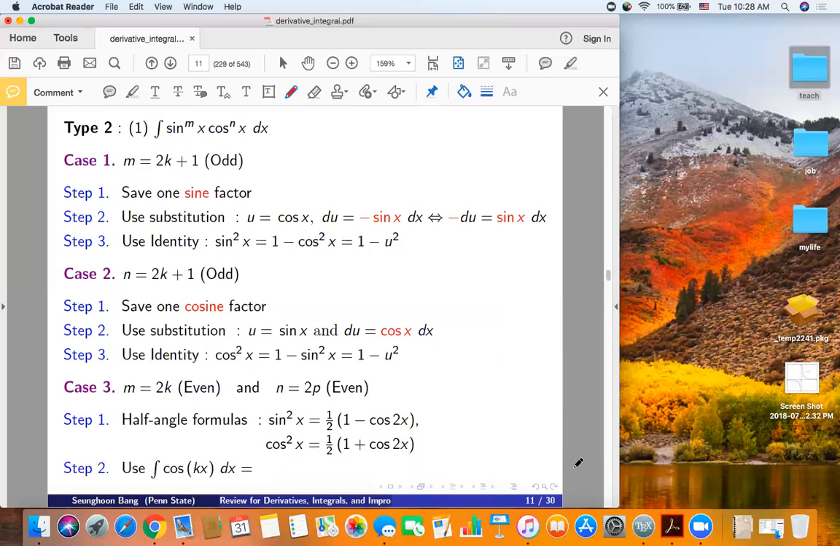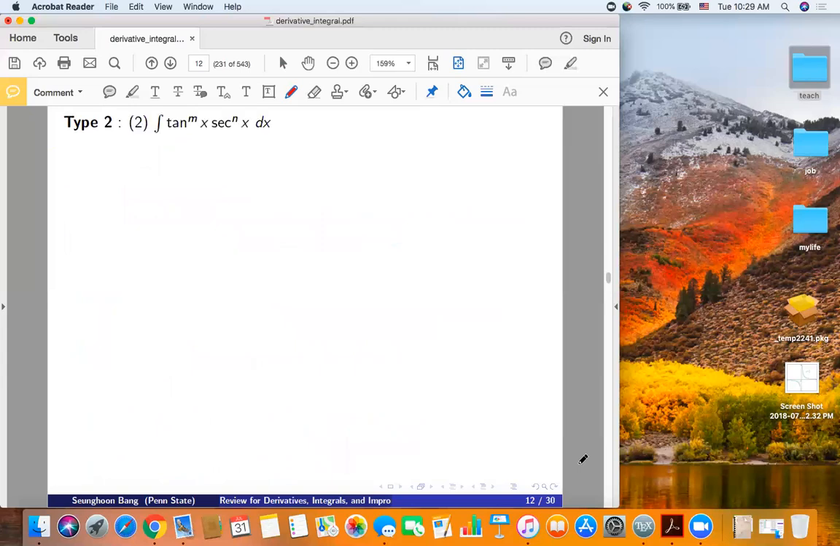So step 2. You can find the integral of cosine kx. The integral of cosine kx is exactly the same as 1 over k sine kx plus c. Type 2, integral of tangent to the power m of x times secant to the power n of x dx. How can you solve it? So we have 3 cases.